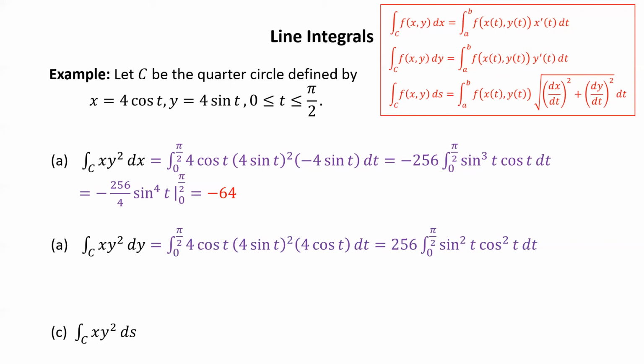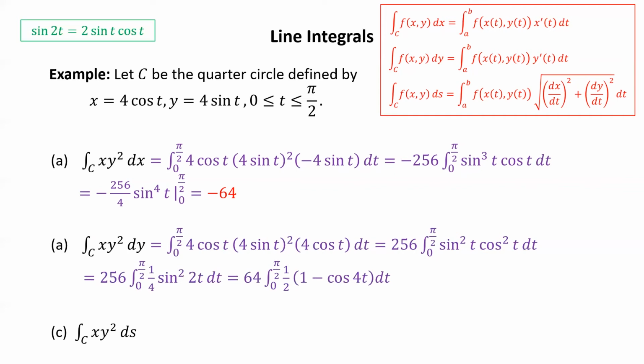We could use the power reducing formula twice, once for sine squared t and once for cosine squared t. But in this case, there's a little bit of an easier way. We could use the trig identity sine 2t equals 2 sine t cosine t to rewrite sine squared t cosine squared t as 1/4 sine squared 2t. Notice here that sine squared t cosine squared t is the same thing as the square of sine t cosine t. I'm replacing sine t cosine t with sine 2t over 2, and then I have to square that. So I get sine squared 2t over 4, or 1/4 sine squared 2t.